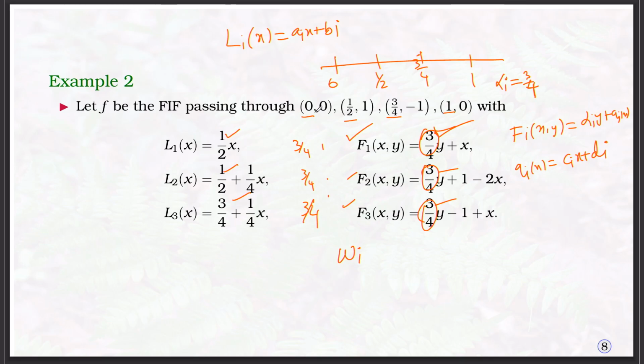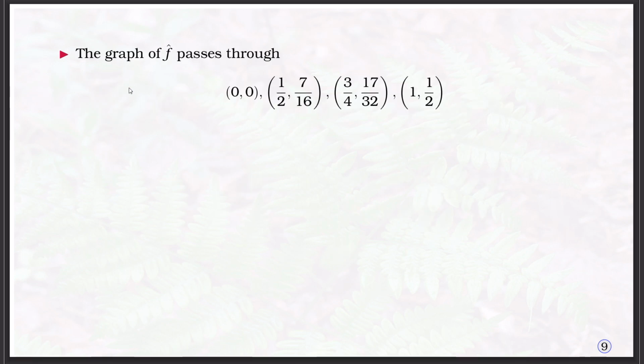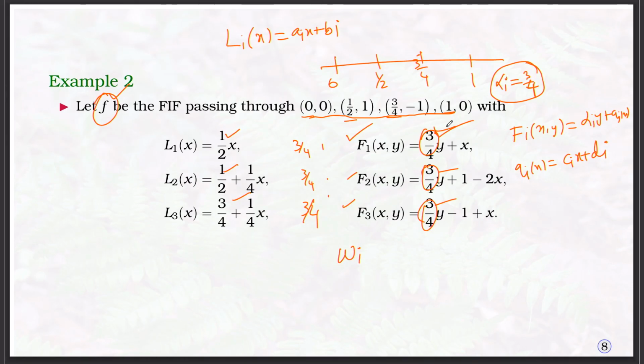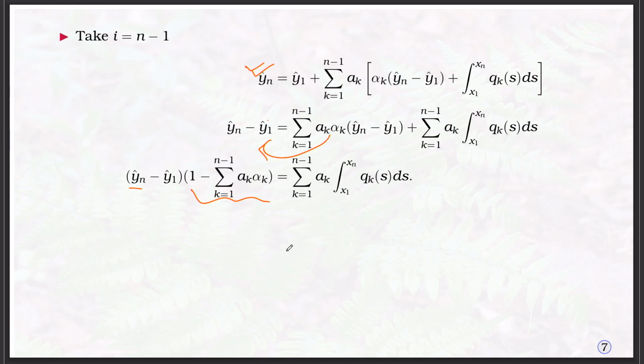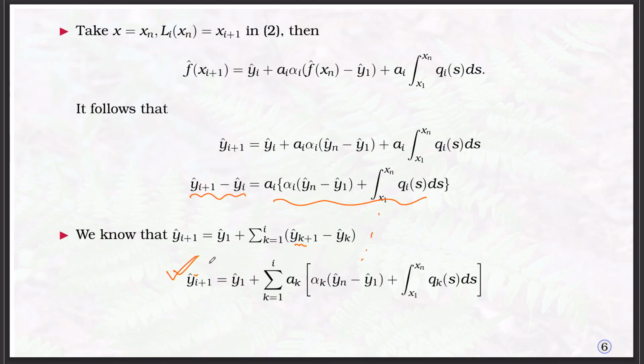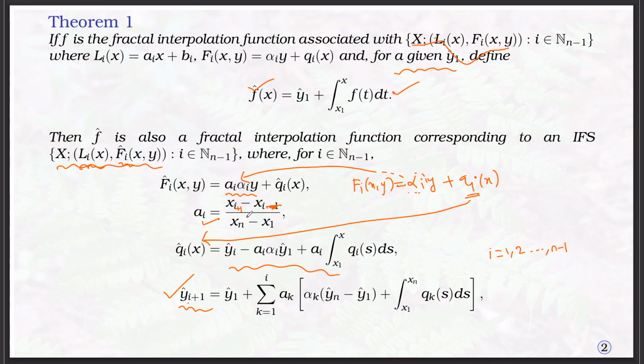Now, this is the given data. For this given data, if you take the alpha value as 3 by 4, then this iterated function system will generate the fractal interpolation like this one. Then what is the integration of this fractal interpolation function f? The graph of f cap passes through data points that will be obtained by using this formula. Here yn and yi plus 1 cap we can find, or in the theorem the formula is given. By using this data we can find the remaining points.